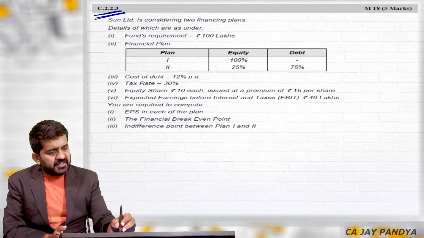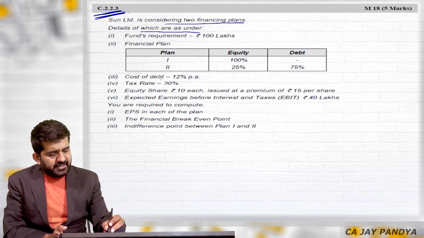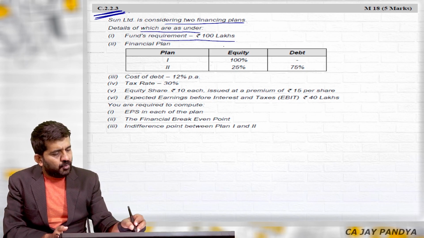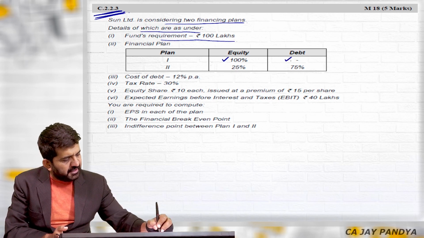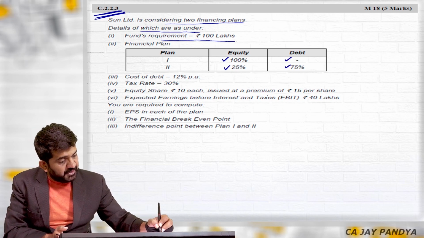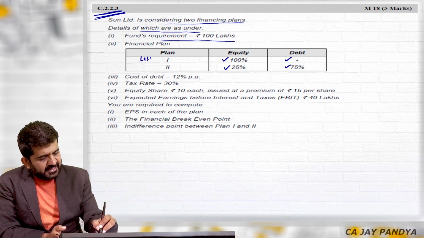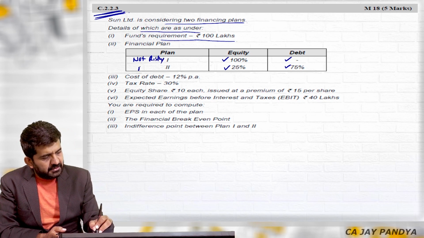Sun Limited is considering 2 financial plans, details of which are as under. Funds required are 100 lakhs. Plan 1, 100% equity, 0% debt. Plan 2, 25% equity, 75% debt. This is a less risky or not risky plan, and this is a risky plan.